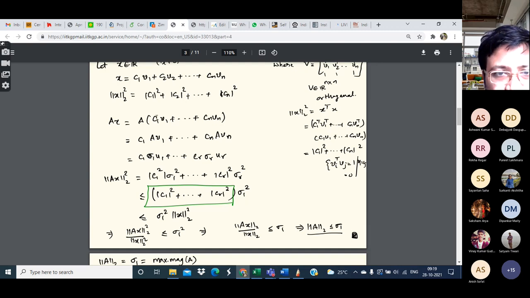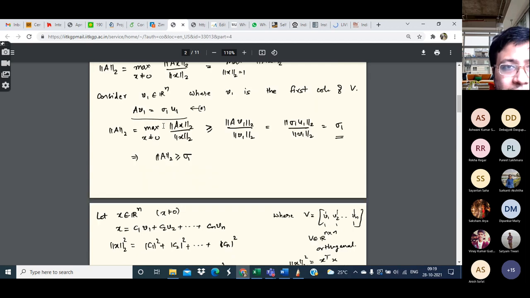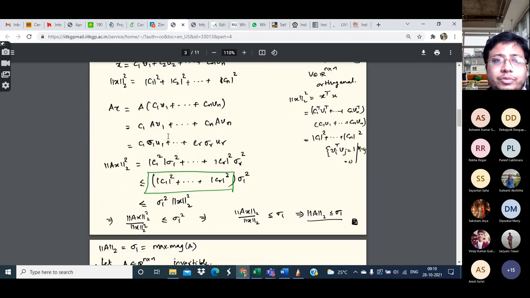So by the distributive and associative property, I can write it as c1 times A of v1 plus c2 times A of v2, finally cn times A of vn. Okay, this is straightforward. But what is A v1 equal to? As we know, A v1 is equal to sigma 1 u1, right? That follows from the first definition.